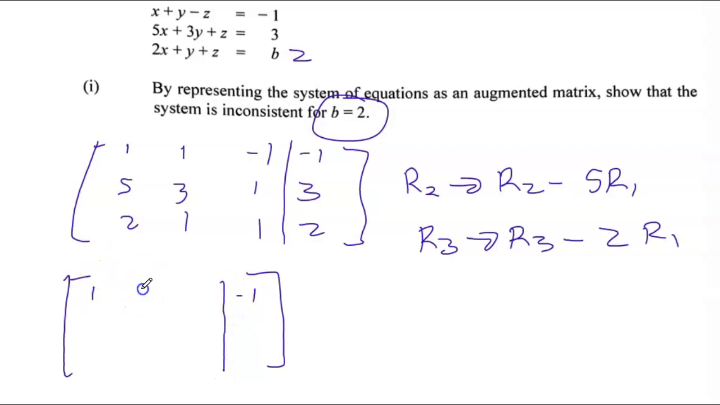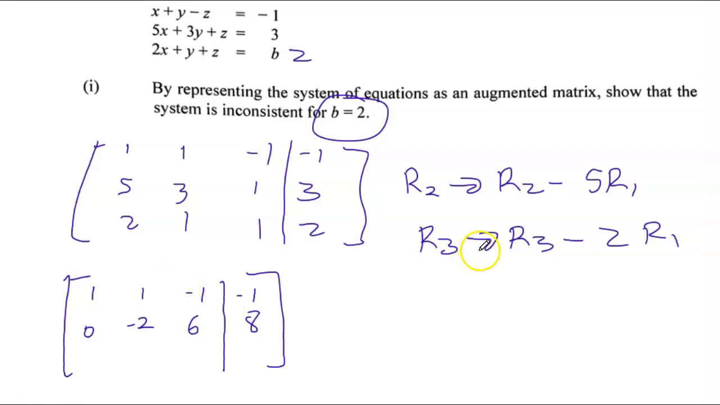So row 1 is 1, 1, minus 1. I'm disturbing row 2 and row 3. Row 2 is row 2 minus 5 row 1. So it's 5 minus 5 times 1, that's 0. It's 3 minus 5 times 1, that's minus 2. And 1 minus 5 times minus 1, which becomes 1 plus 5, that's 6. And 3 minus 5 times minus 1, that's 8.